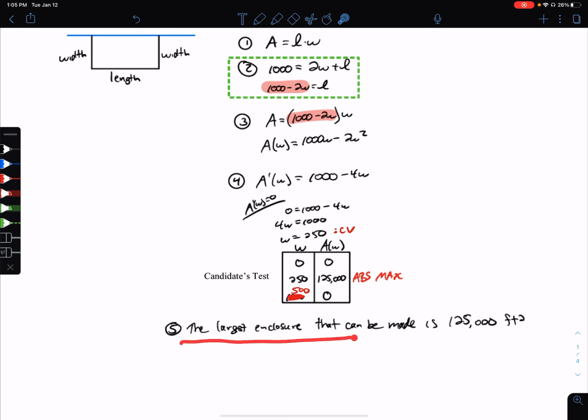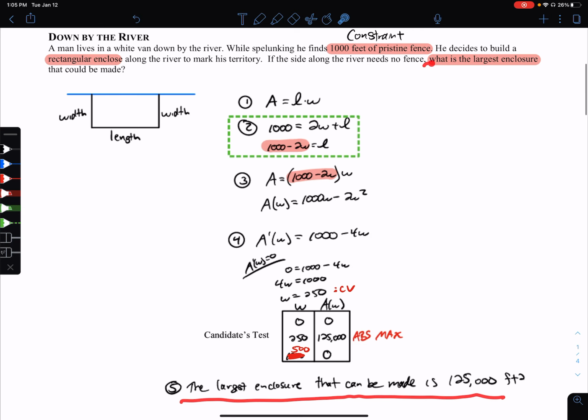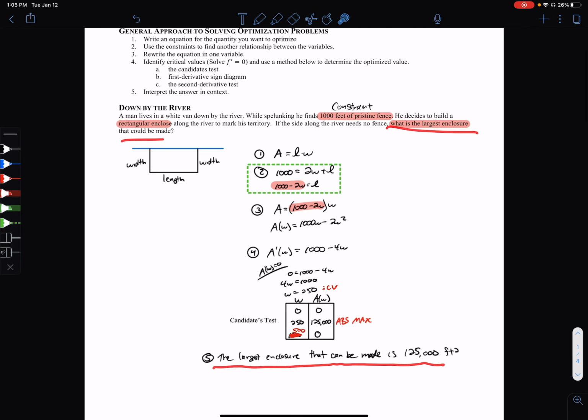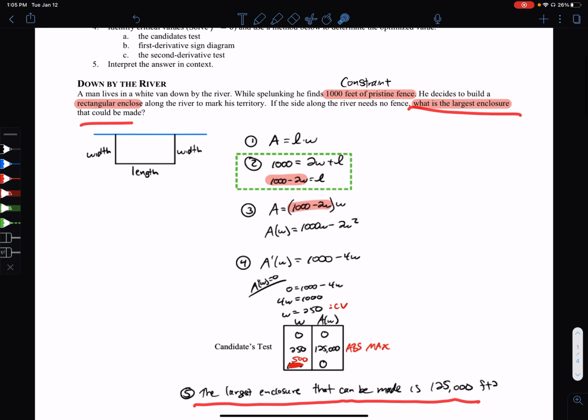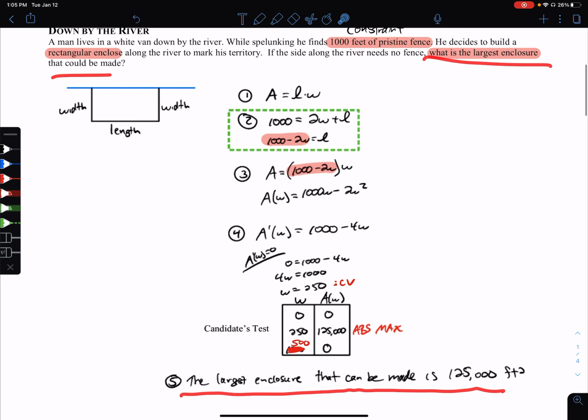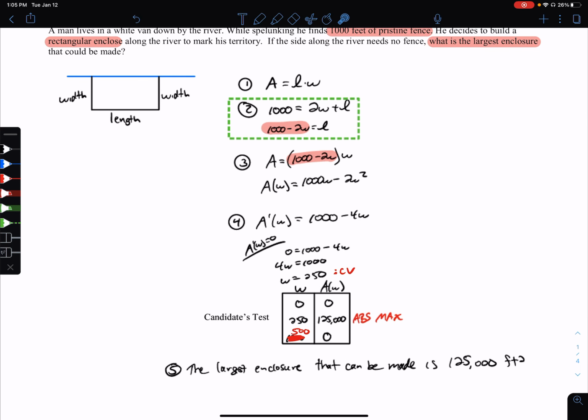The largest enclosure that can be made is 125,000 square feet, because the question was, what's the largest enclosure that could be made? So that's an introduction to optimization. It's the end of this video. There will be another video that follows this with some specific examples that we can look through, and we'll go through those from beginning to end.